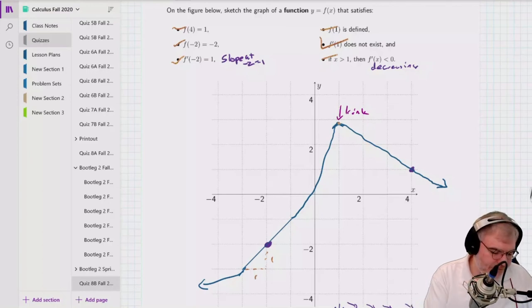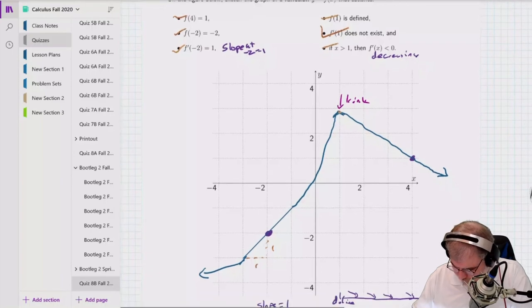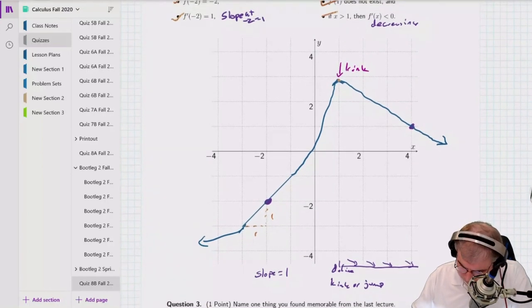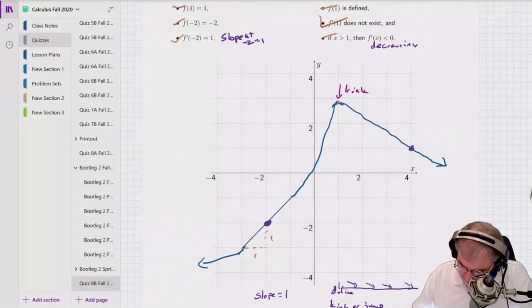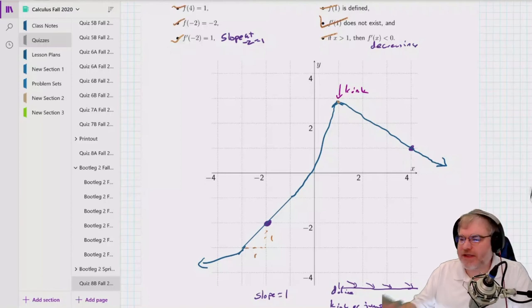All right, so graph, 1 to 5. No, the last one doesn't say f prime of x equals 0. The last one says that f prime of x is less than 0. I could see how you could confuse that. That would have been just a flat line, right?